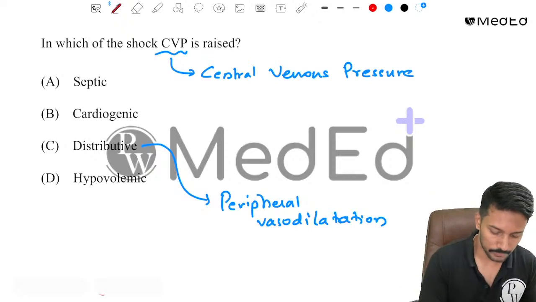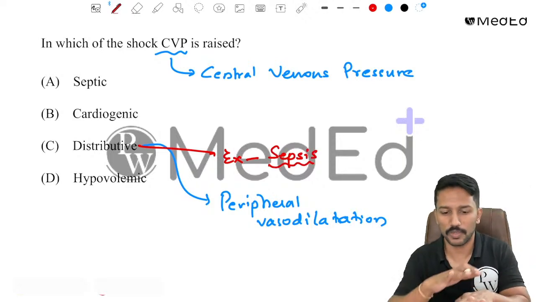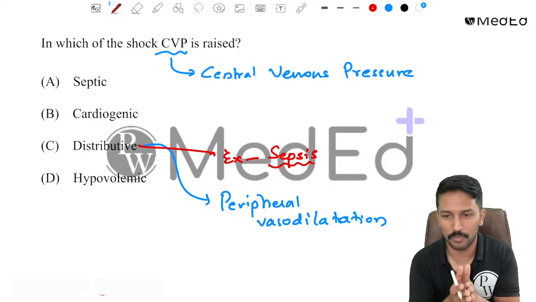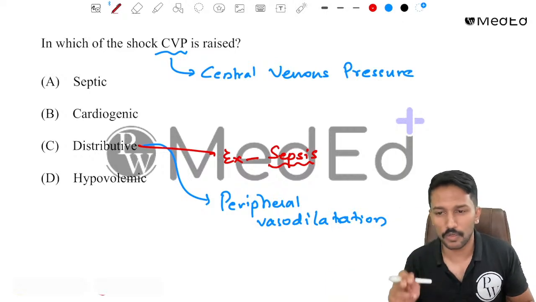A classical example for a distributive shock is sepsis. In sepsis, because of the inflammatory cytokines, peripheral vasodilatation happens. So all the blood from your central circulation, your main blood vessels and main veins, goes into your peripheral tissues. So centrally circulating blood volume is less.